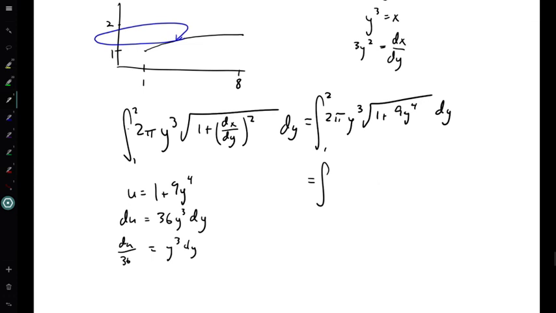A y value of 1 corresponds to a u value of 10. A y value of 2, well, 2 to the 4 is 16. 9 times 16, I believe, is 144, plus 1 is 145.